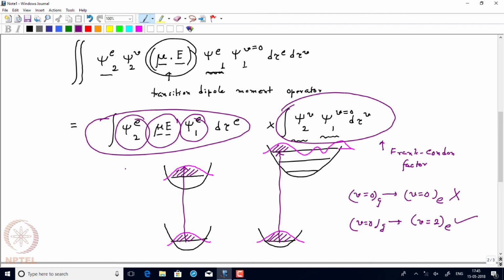So it dictates whether the transition moment is 0 or not, but it does not say anything about how strong it will be if it is an allowed transition. That is mostly controlled by this Franck-Condon factor, which talks about the overlap integral between the ground vibrational state and some other vibrational state in the excited manifold.